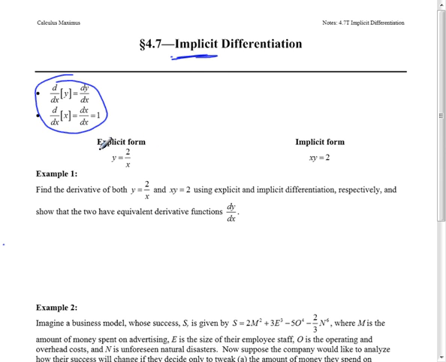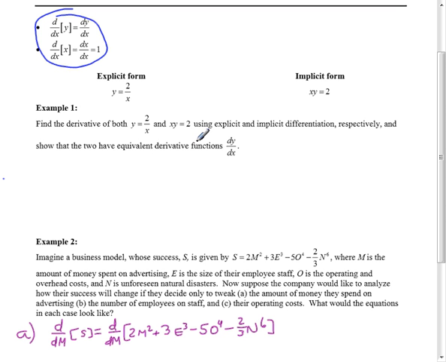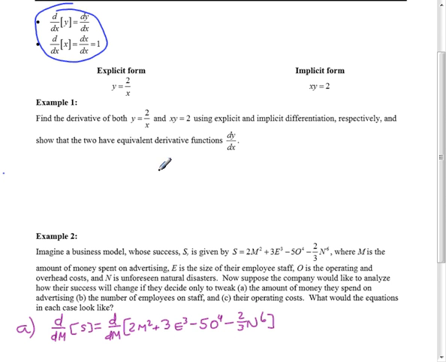Alright, explicit form, when an equation is solved explicitly for y, we say that that's an explicit form. If it's an implicit, the x and the y are together, or you can't explicitly solve it for y easily. Alright, so notice these are the same equation. So we're going to show two different ways of solving these derivatives here using both the explicit and implicit form. Alright, find the derivative of both. y equals 2 over x and x times y equals 2.